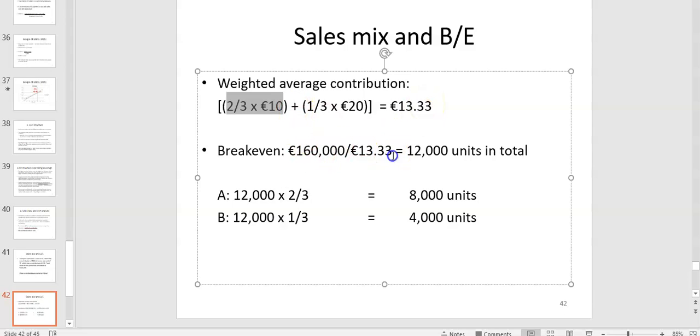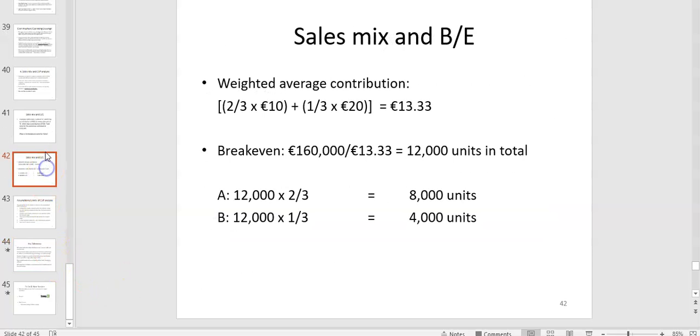And then you can use this weighted average contribution per unit and the fixed costs. So that's telling us on average we make €13.33 contribution for every unit sold in Alpha. Some of them are A, some of them are B, but they're in a fixed sales mix. But again, you have to have used that as an assumption in the CVP model. And that 12,000 units, then be careful, that is A and B together. So that's assumed 2/3 of that, 8,000, will be A, 1/3 of that, 4,000, will be B.